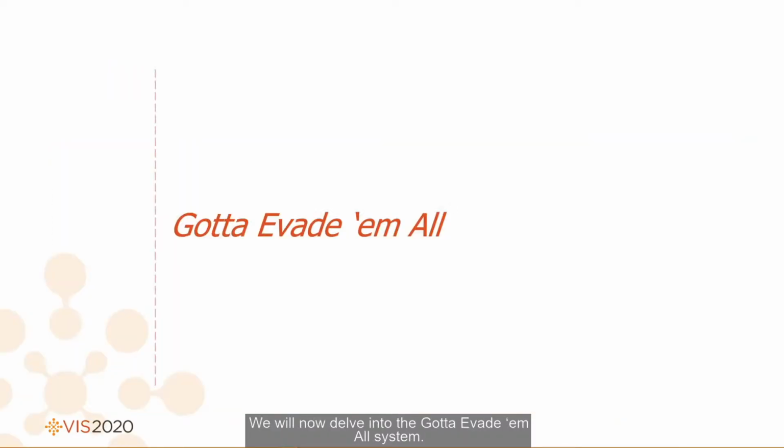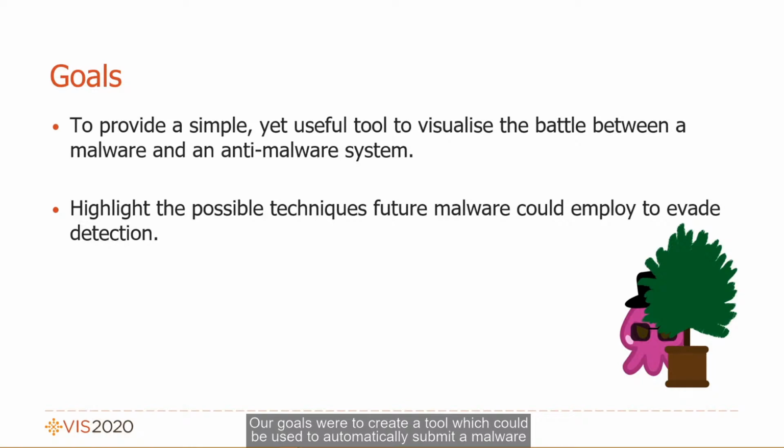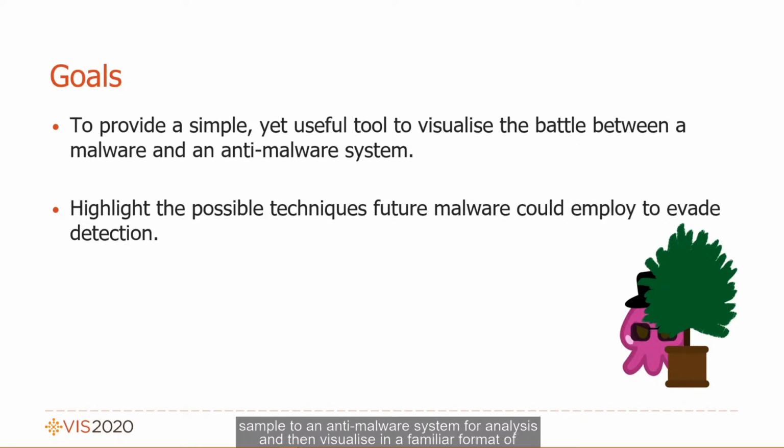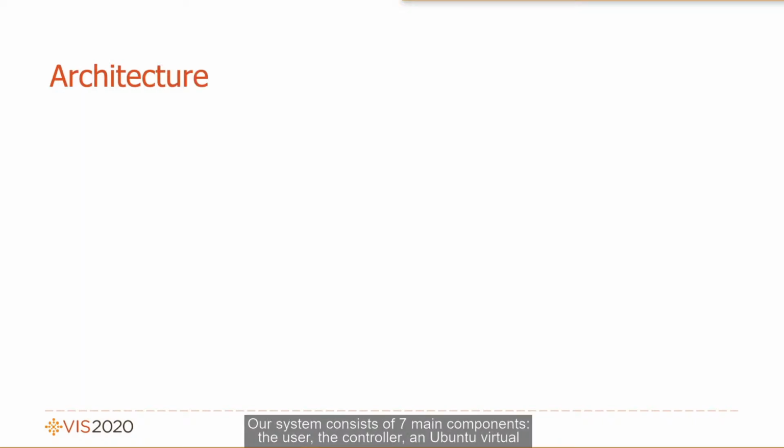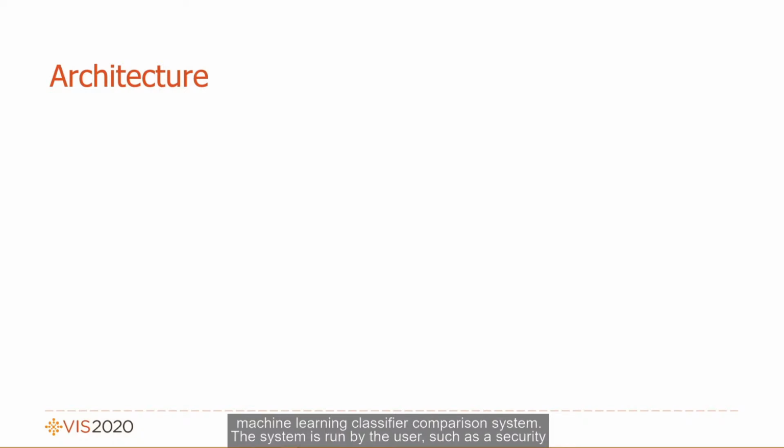We will now delve into the Godot Evade Them All system. Our goals were to create a tool which could be used to automatically submit a malware sample to an anti-malware system for analysis, and then visualize it in a familiar format of a Pokemon-style battle. We also wanted to emphasize the alternative methods future malware could use in order to evade detection, such as reverse Turing tests. Our system consists of 7 main components: the user, the controller, an Ubuntu virtual machine, a Windows 7 virtual machine, a parser engine, the visualization software, and the machine learning classifier comparison system.